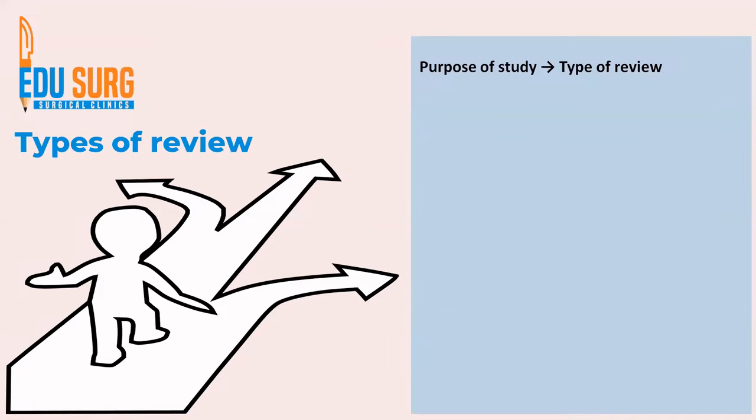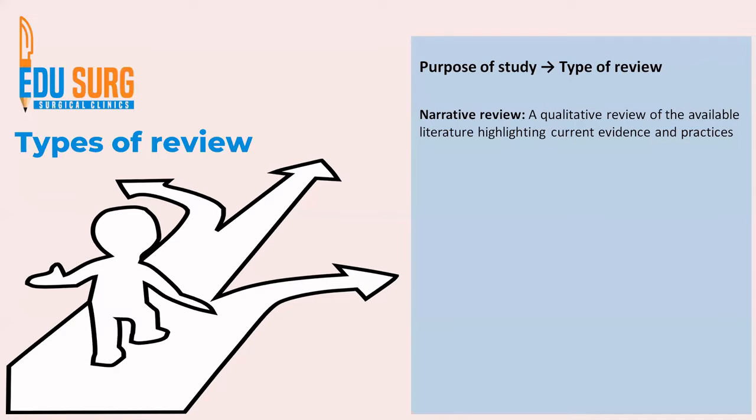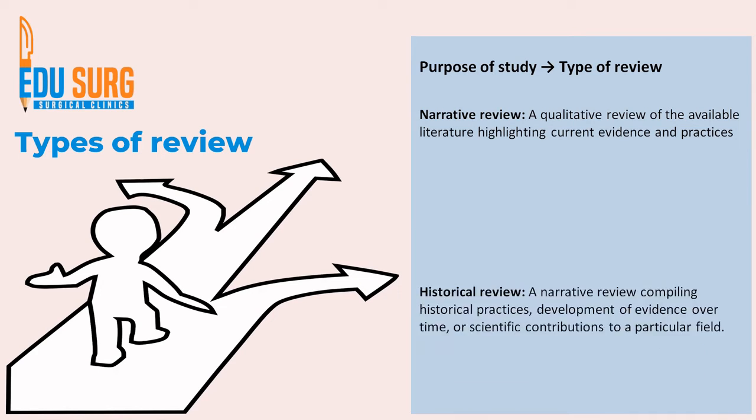So when we talk of types of review other than systematic review and meta-analysis, the purpose of the study determines the type of review, right? The decision to do a particular type of review will depend on the purpose of the study. So it can be a narrative review, which is what we are going to discuss today. It is a qualitative review of the available literature, highlighting current evidence and practices. Narrative review is more on topics that do not involve a statistical analysis, something like a review of anatomy, review of imaging, things like that.